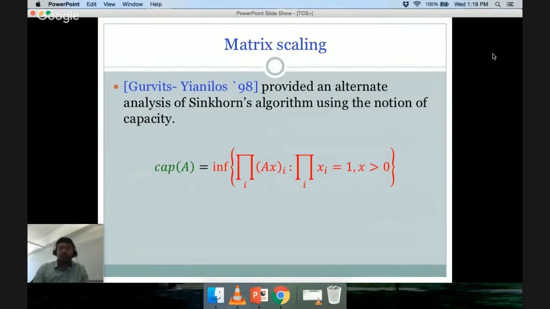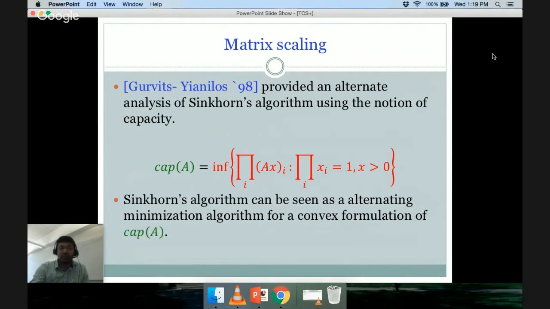This notion of capacity will be very useful for us in the operator case. This is actually what we generalize to use as a potential function. Sinkhorn's algorithm can be seen as an alternating minimization algorithm for a convex formulation of capacity. As written, capacity of A is a non-convex program, but it can be written as a minimization of relative entropy, which is a convex program, and Sinkhorn's algorithm is just an alternating minimization algorithm for that convex program. This is just a side note.